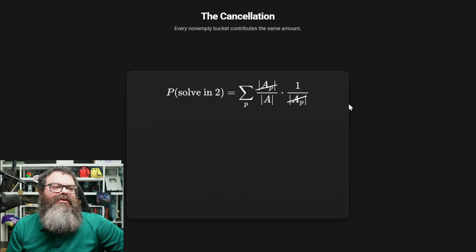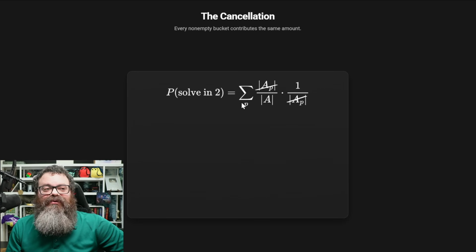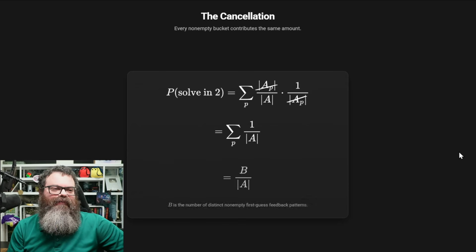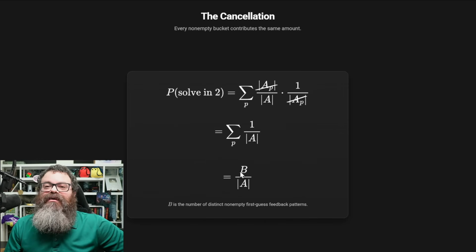And when we want to find the probability of solving in 2, we just need to sum over all of the possible patterns that will happen for that word. And so that's just summing over the patterns, and these cancel out. That's just 1 divided by the total number of answer words. Suddenly, the size of the bucket has disappeared. This is just how many buckets did we get divided by the total number of answers.